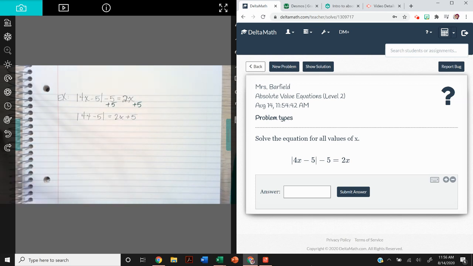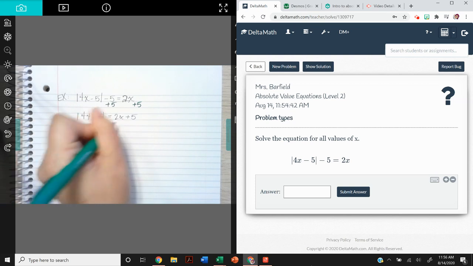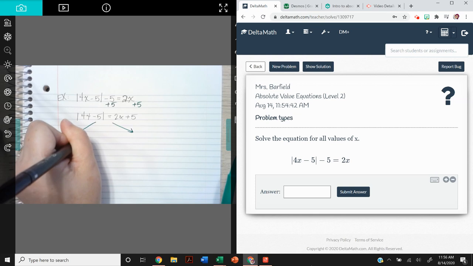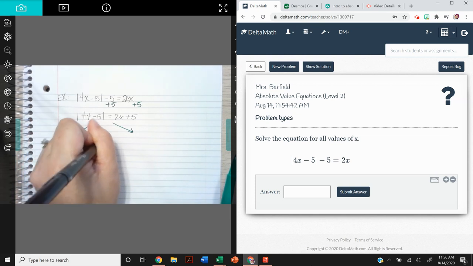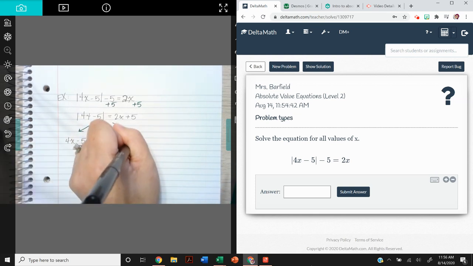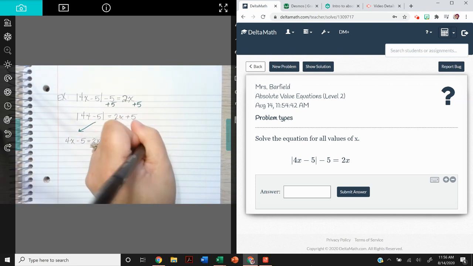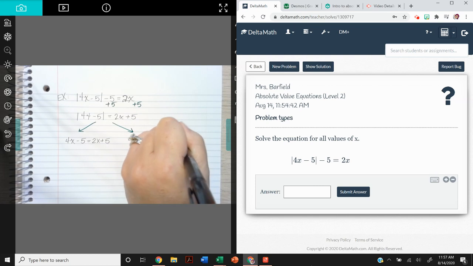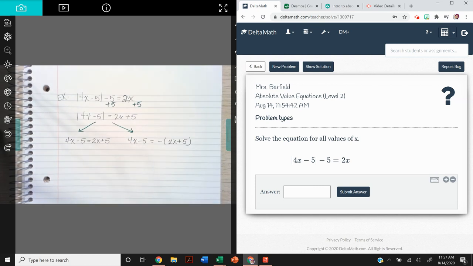We talked about in the last video, it's all about this next step and how we set it up. So I get 4x minus 5 equals 2x plus 5, and 4x minus 5 equals negative parentheses 2x plus 5. Now, some of you might be thinking, Ms. Barfield, I could distribute that and write that down in the same step. More power to you.